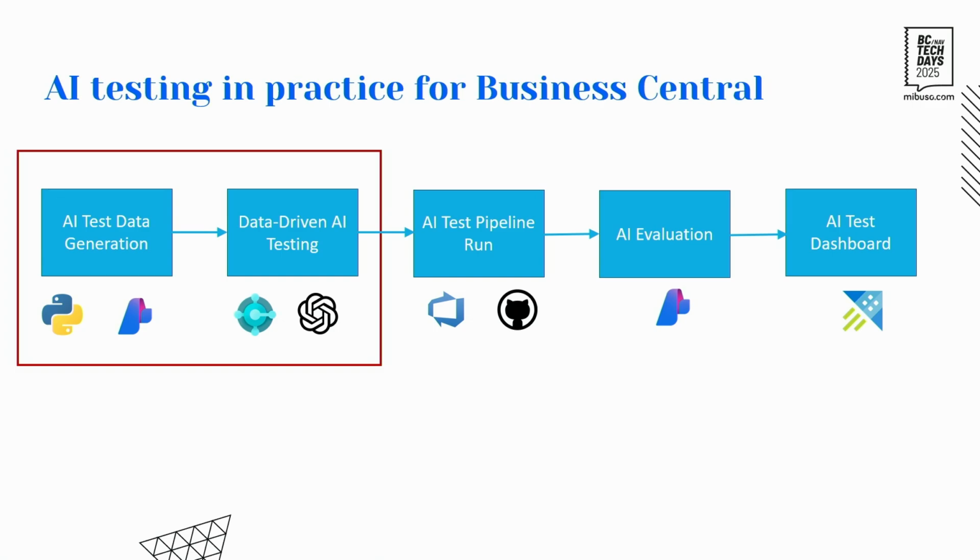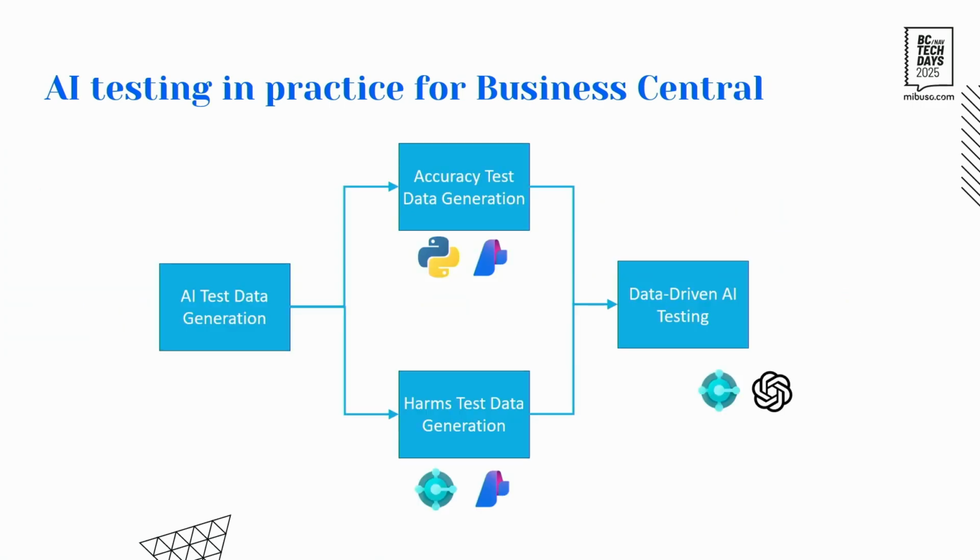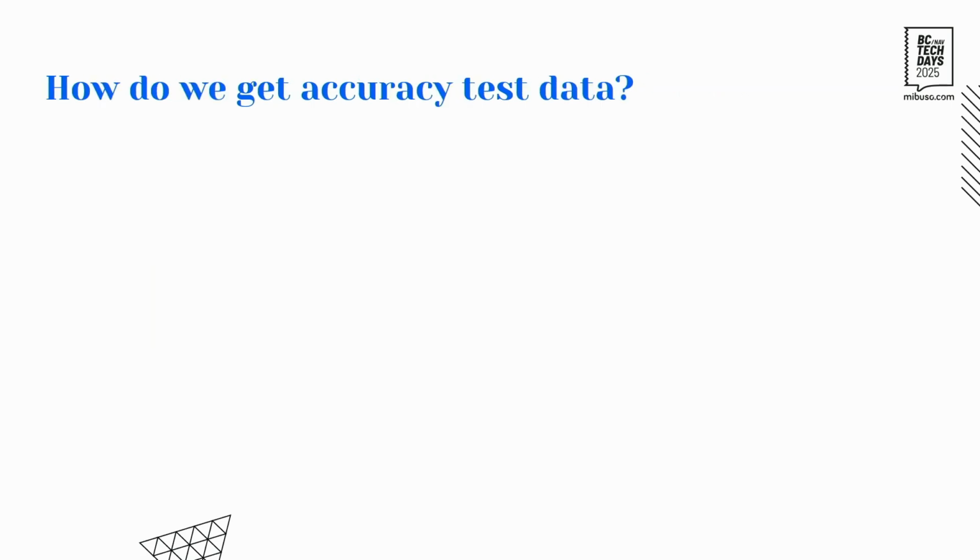So test data generation and a bit of data-driven testing. We're going to divide this into two parts, as I just alluded to. One about accuracy test data generation, another one about harms test data generation. So how do we get the accuracy data for testing, and how do we get the adversarial harmful data for safety testing? So let's look at accuracy test data generation.